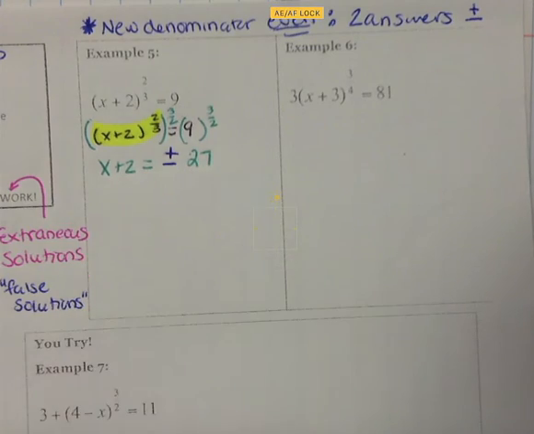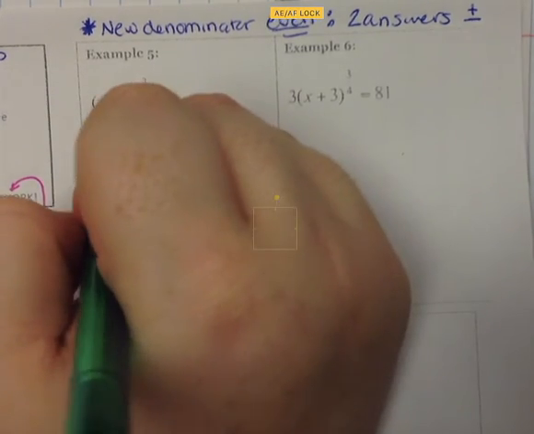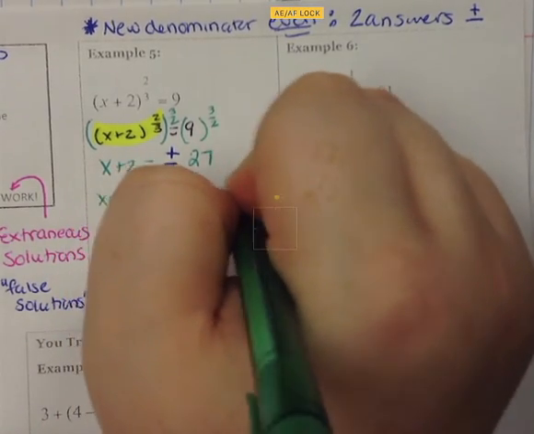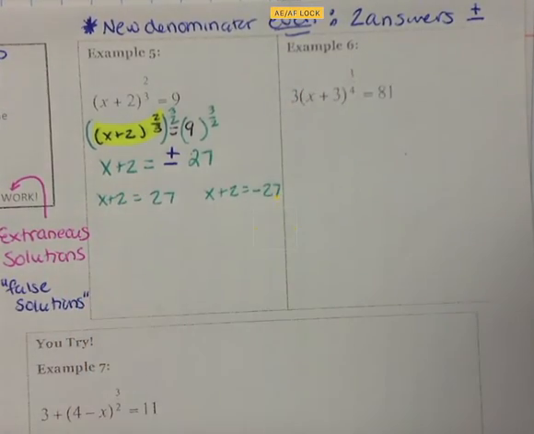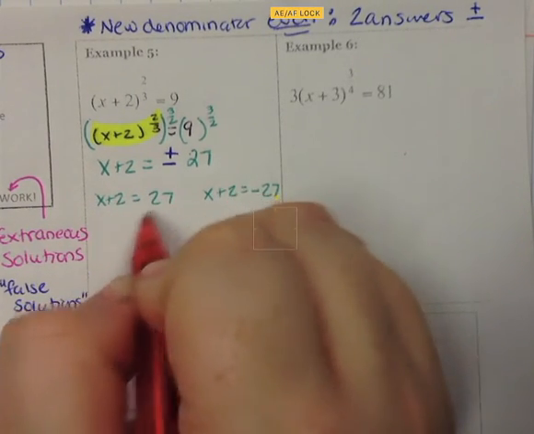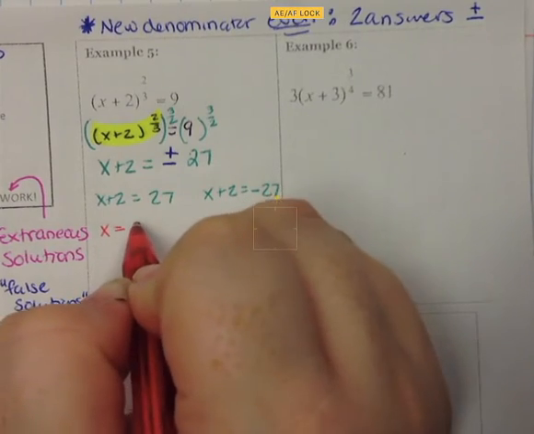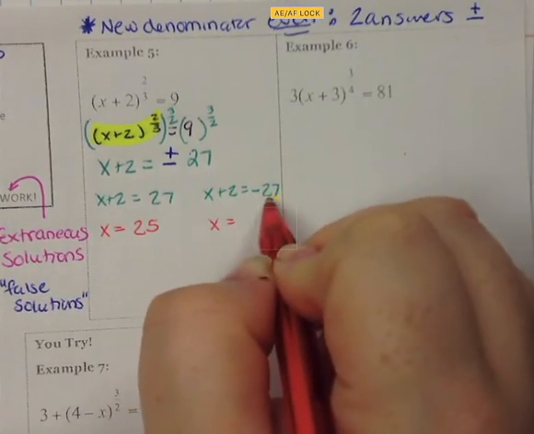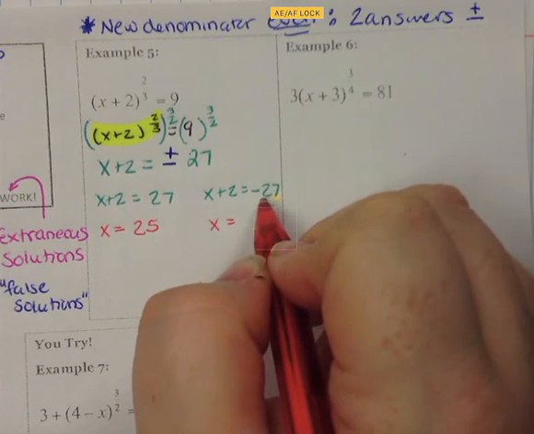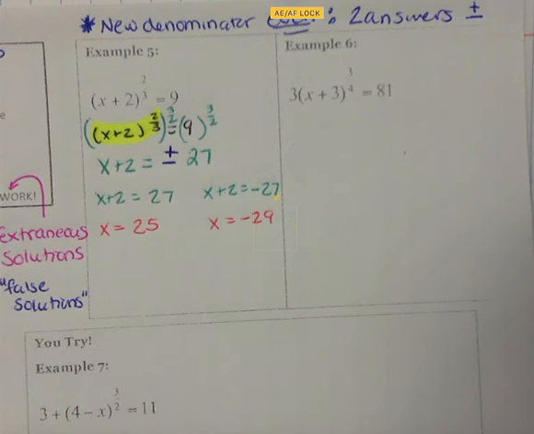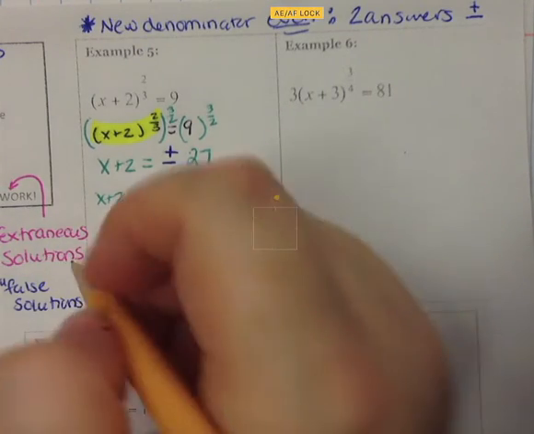So we technically have x plus 2 equals 27 and x plus 2 equals negative 27. So we'll have two different answers. That means we have to check two different answers. So we subtract 2 from 27. 27 minus 2 is 25. And then we subtract 2 from negative 27. Negative 27 minus 2 is negative 29. So we have two answers. Means we've got to check two answers. So check.